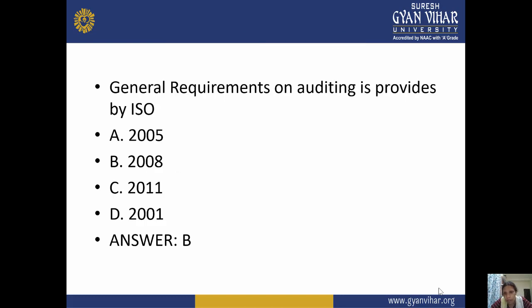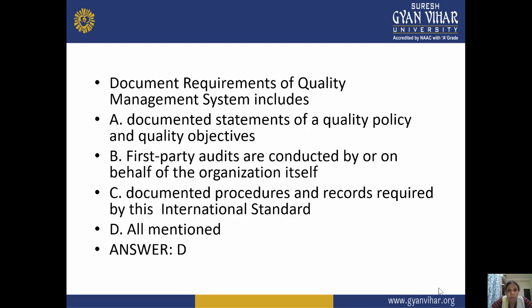General requirements on auditing is provided by ISO 19011:2008, which is the correct answer. Other options are 2005, 11, and 2001. Document requirements of the quality management system include documented statements of the quality policy and quality objectives. First party audits are conducted by or on behalf of the organization itself. Documented procedures and records required by this international standard are all mentioned. So the document requirements of the quality management system include all mentioned.